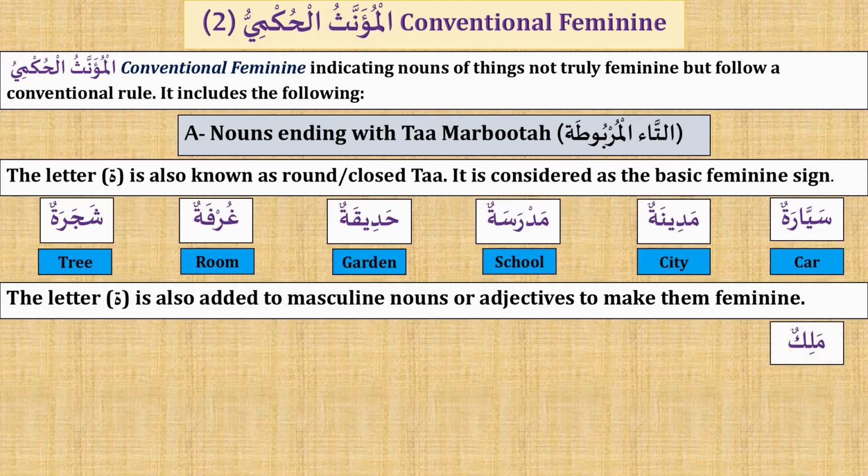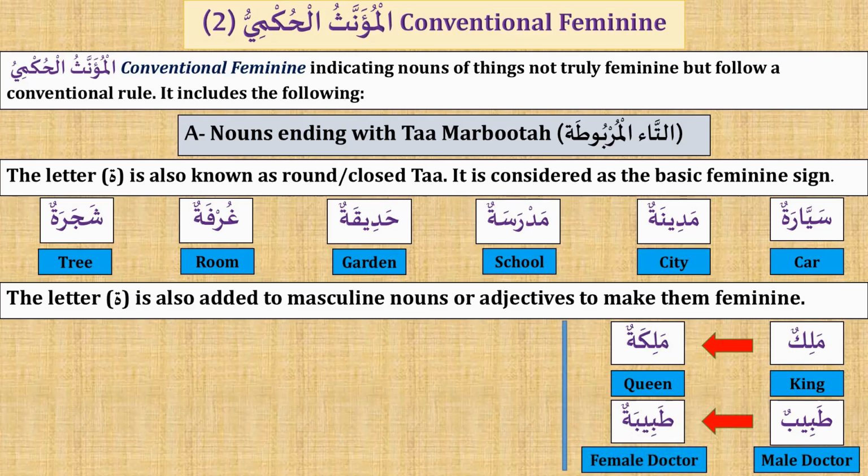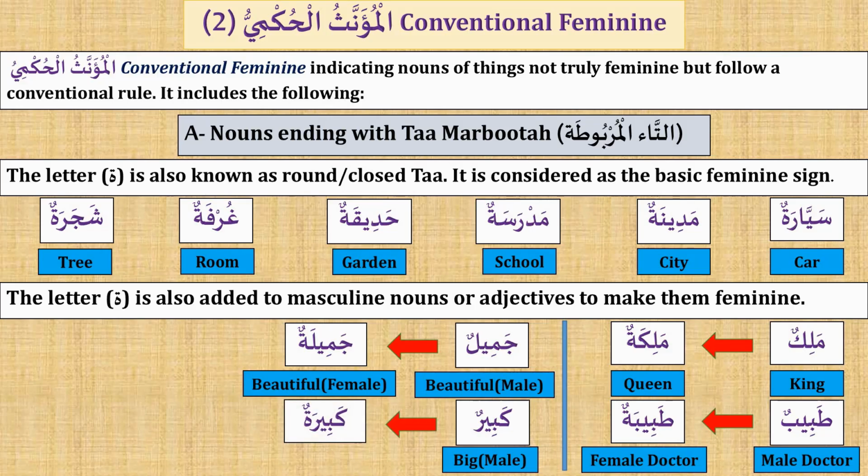Examples: Malik is king and it is made Malikatun by adding ta marbuta and it means queen. Malikun king and Malikatun queen. Tabibun male doctor and feminine of it is tabibatun female doctor. And adjectives: Jamilun beautiful for male and Jamilatun beautiful for female. Kabirun big for male and Kabiratun big for female.